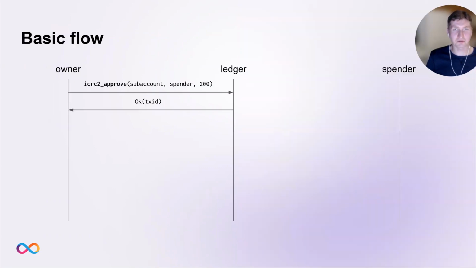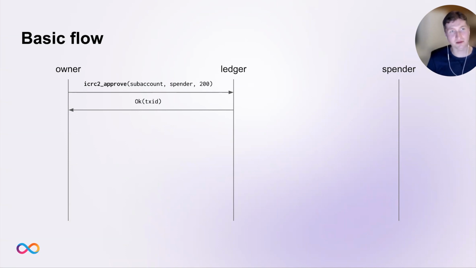Okay, so let's jump in. First, there are at least 3 parties involved in the flow. We have the owner of the funds, who owns some tokens on the ledger, who implements the specification and keeps track of all the transfers, all the tokens, who owns how much, and so on. And we have the spender, who will be spending tokens on behalf of the owner. In this model, usually the owner is a user or a wallet holding some funds, and the spender is a canister which the owner delegates funds to.